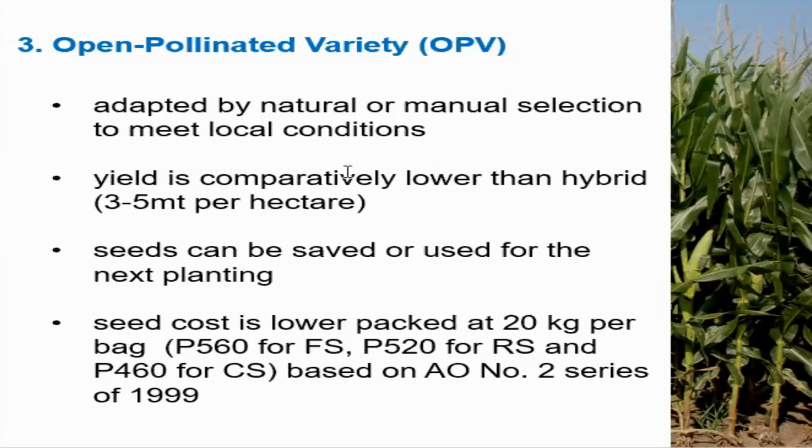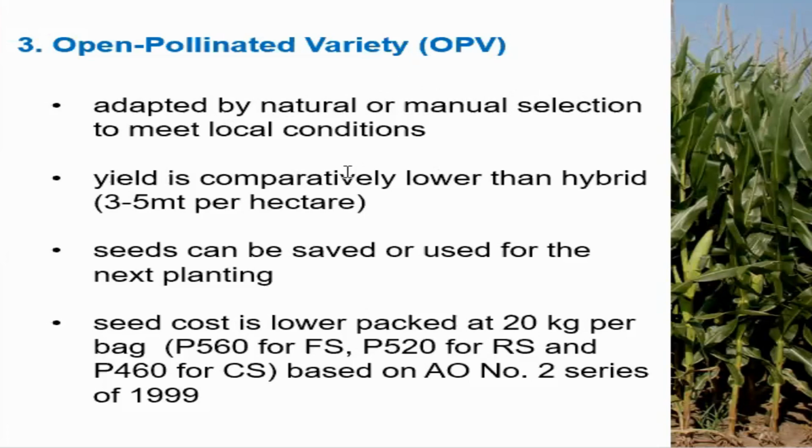Not like the other two I mentioned a while ago, the seeds can be saved and used for the next planting. The seed cost is also lower: a 20-kilogram bag is only around 560 or 700. So if you want to go for organic or organic-based corn production, you can use the open pollinated variety of corn.